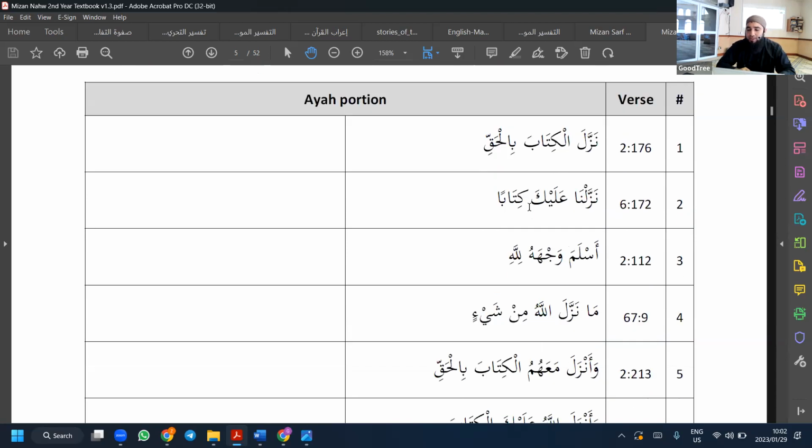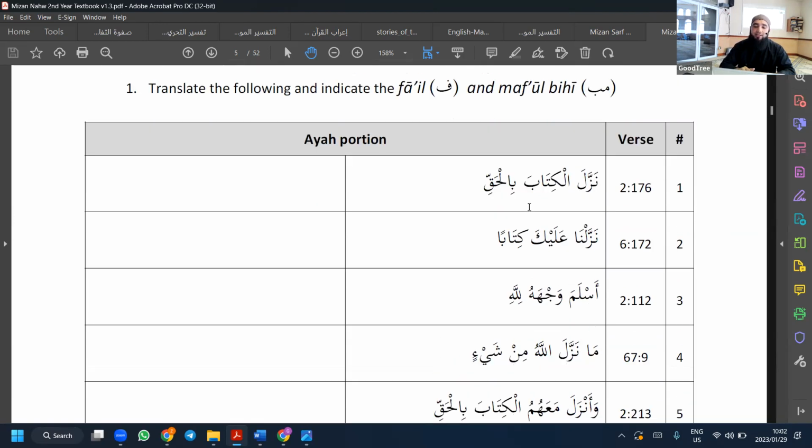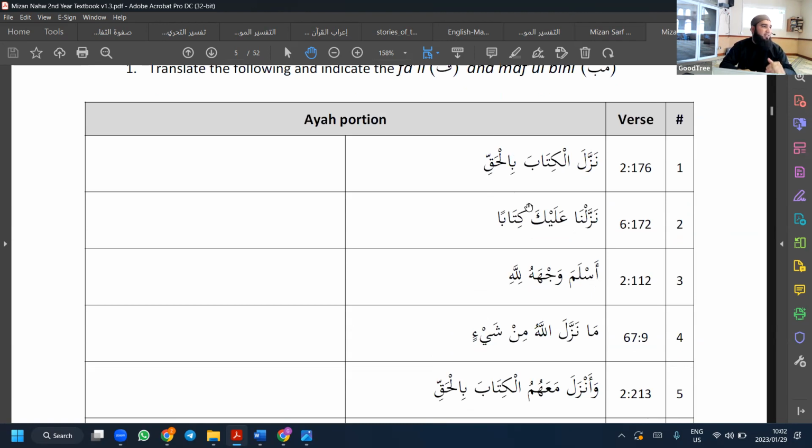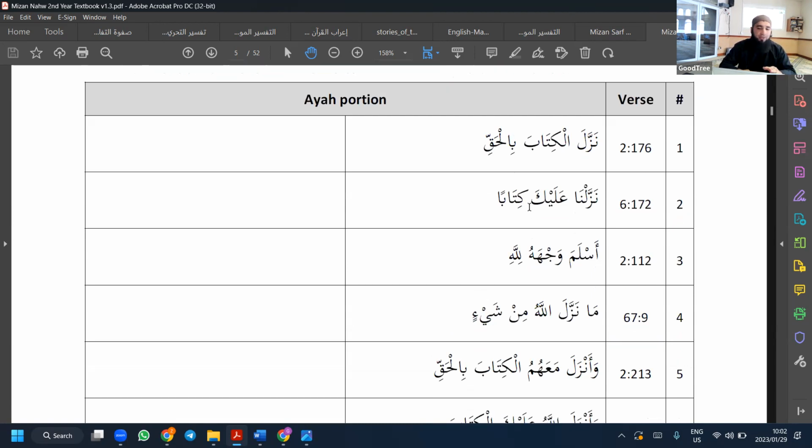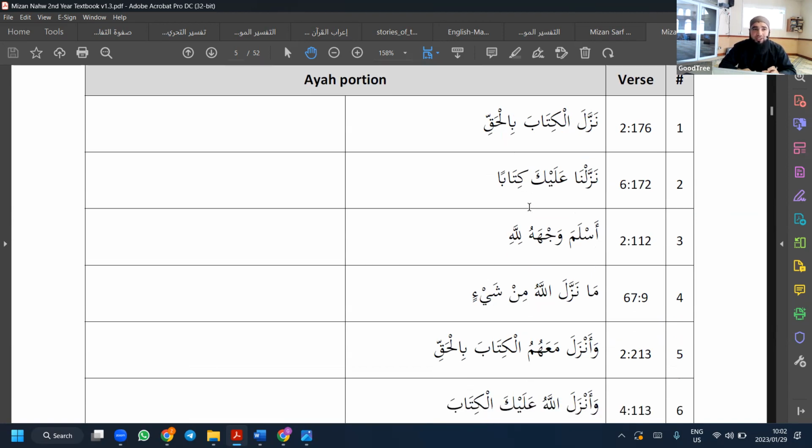Okay, so quick exercise. What I want us to do in this exercise is translate all of the exercises in this booklet. By and large, maybe there's one exercise that isn't like it, but almost all of the exercises in here are examples from the Quran. So there are sections or fragments of ayat from the Quran. What I want you to do is find for me the fa'il.